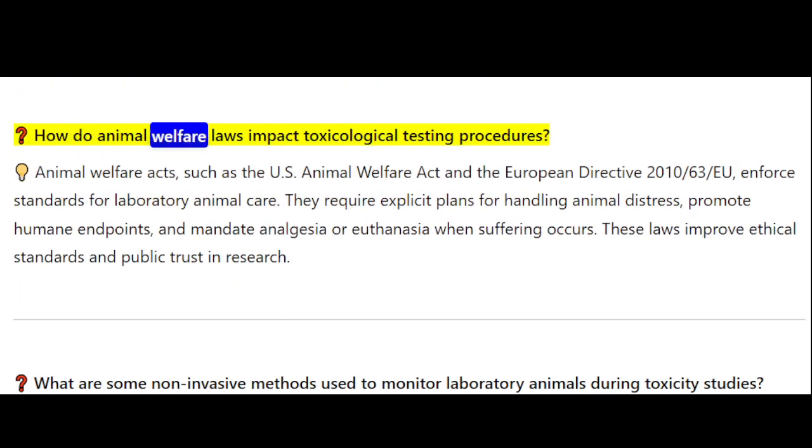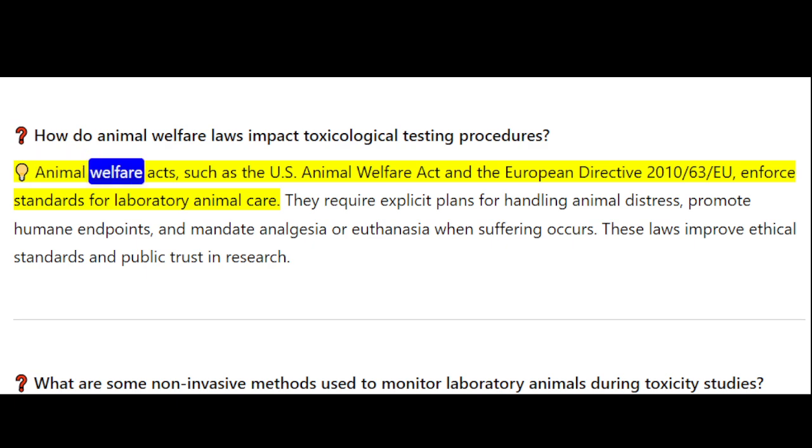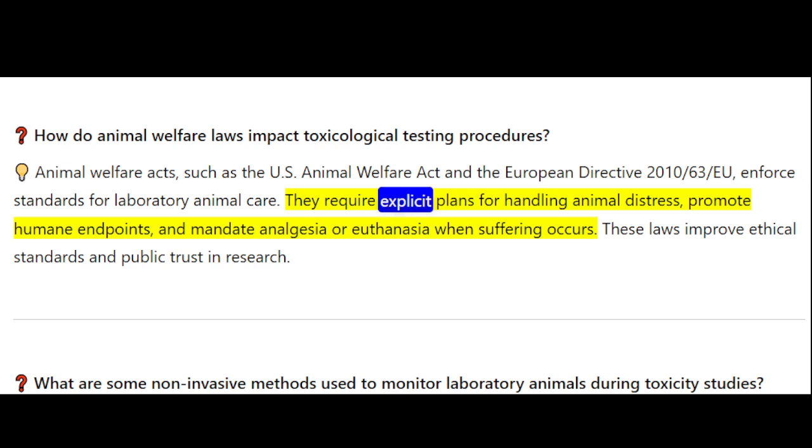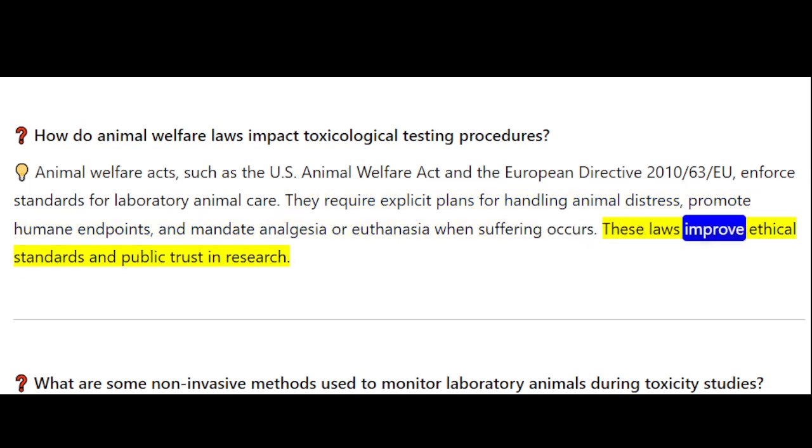How do animal welfare laws impact toxicological testing procedures? Animal welfare acts, such as the U.S. Animal Welfare Act and the European Directive 2010/63/EU, enforce standards for laboratory animal care. They require explicit plans for handling animal distress, promote humane endpoints, and mandate analgesia or euthanasia when suffering occurs. These laws improve ethical standards and public trust in research.